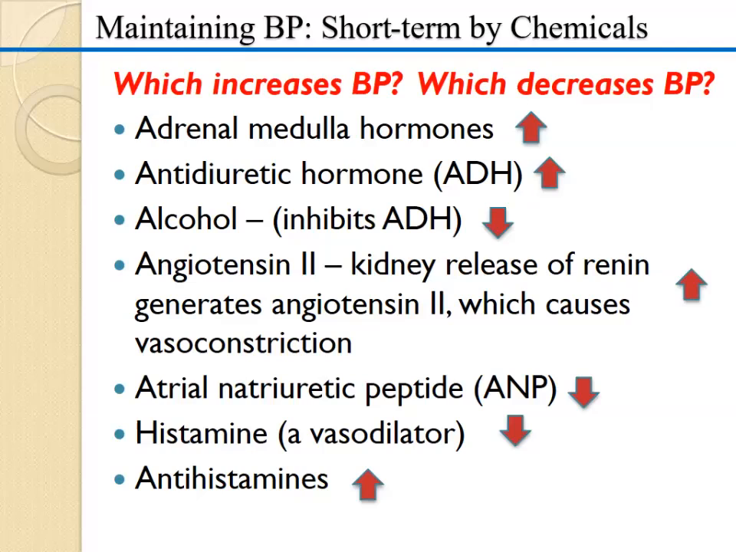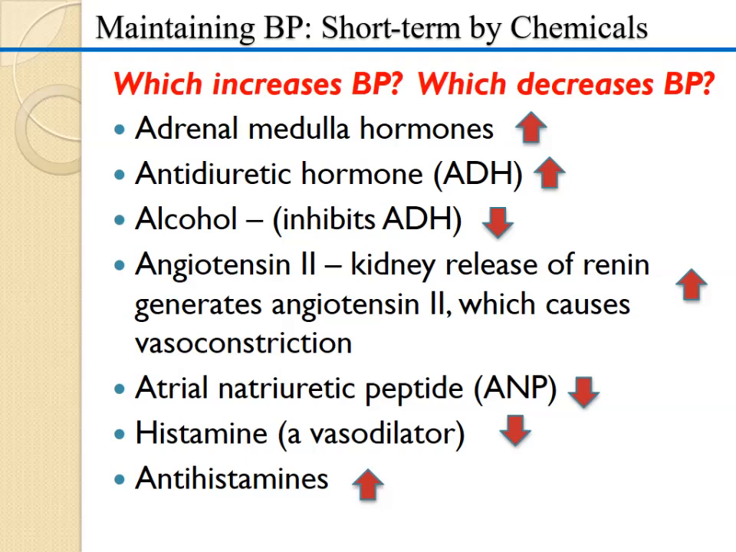Angiotensin 2, this is one of these cool things we see. This is the kidney releasing a hormone called renin. So if we have low blood pressure, the kidney is going to want to release renin, which will start off this cycle of angiotensin 1 being converted to angiotensin 2. Angiotensin 2 is the powerhouse. This is the vasoconstrictor right here, angiotensin 2. That's the natural vasoconstrictor to raise blood pressure.